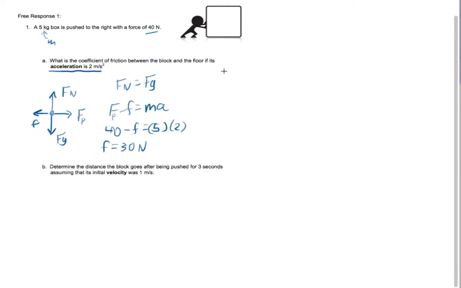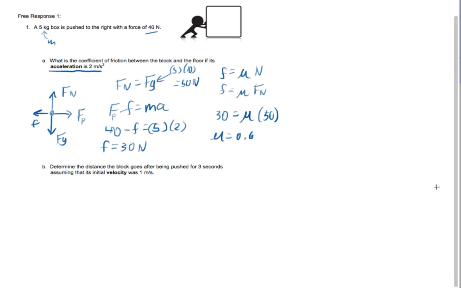Now, I want to know the coefficient of friction. I know that friction is mu times the normal force. But we know the normal force balances the gravity force, so that's going to be 5 times 10. That's mg, so that's 50 newtons. So I have a friction force of 30 equals mu times the normal force, which is 50. And so my mu is 0.6.